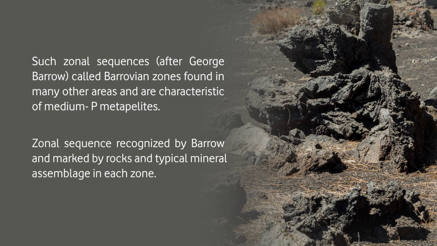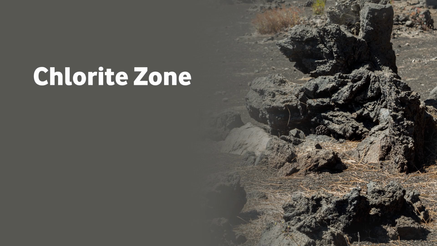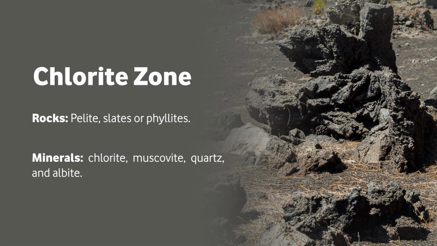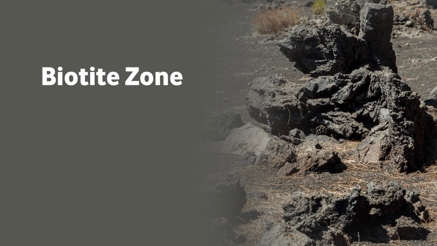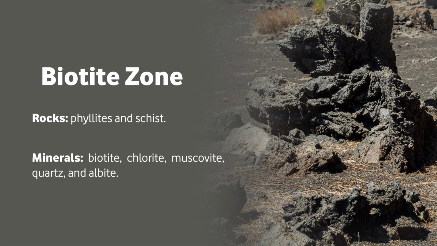Zonal sequence recognized by Barrow and marked by rocks and typical mineral assemblage in each zone. The chlorite zone: rocks are pelite, slates or phyllites. The minerals are chlorite, muscovite, quartz and albite. Next is biotite zone: rocks mostly phyllites and schist. Minerals are biotite, chlorite, muscovite, quartz and albite.